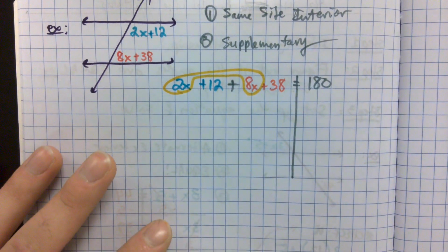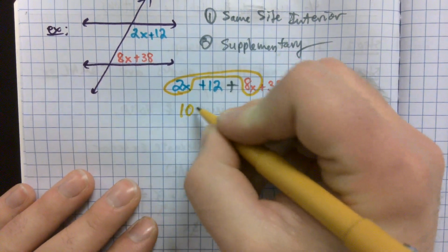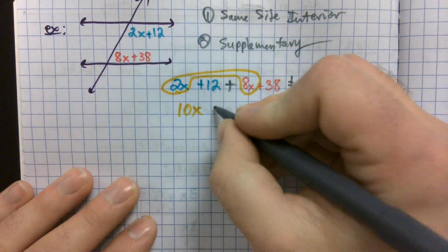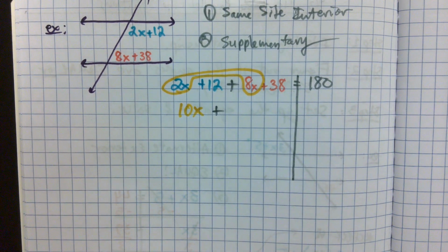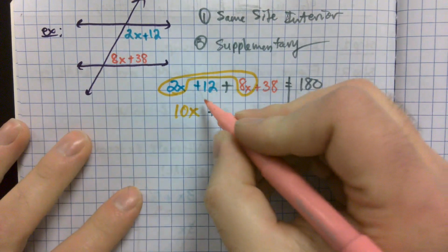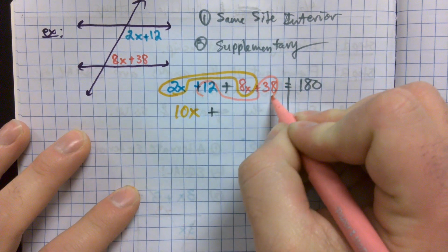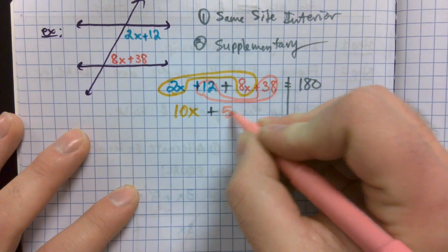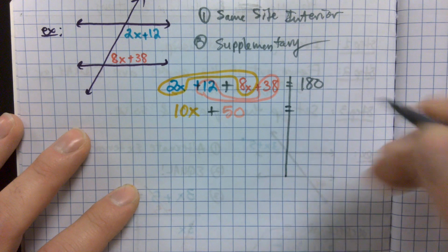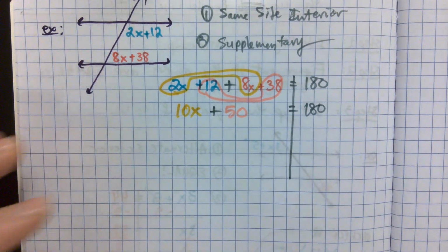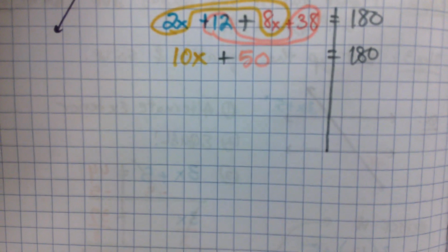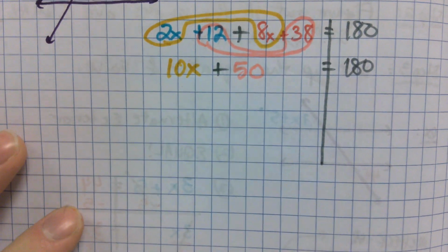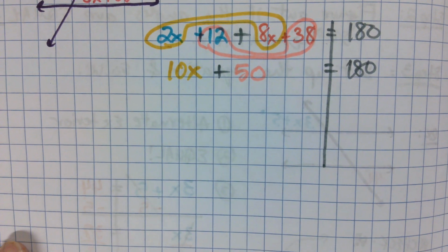How many x's is that in total? 10 x's. And I'm going to combine, what else? 38 and 12. What's 12 plus 38? 50. No x's there. Just numbers. 12 and 38. So now I've got 10x plus 50 equals 180.